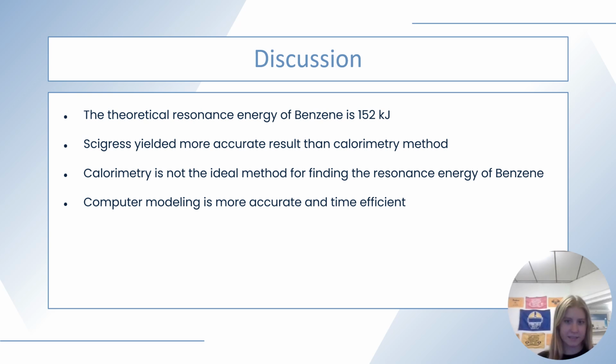The theoretical resonance energy of benzene is 152 kilojoules. This value is very far off from our experimental value that we got using the bomb calorimetry, which was in the thousands. However, it was closer to the SciGress method. I believe the SciGress method was around 104 kilojoules, so not spot on, but definitely closer. So from doing this experiment, I would come to the conclusion that calorimetry is not the ideal method for finding the resonance energy of benzene.